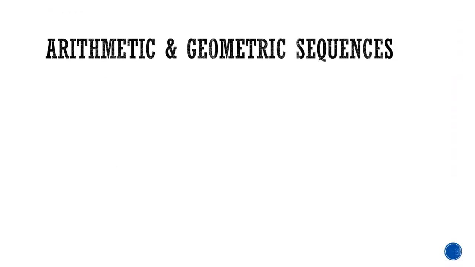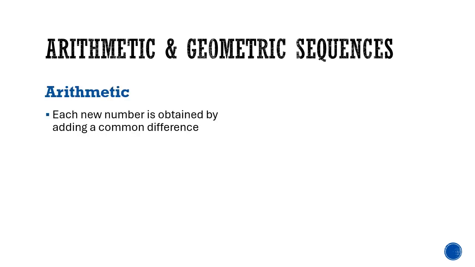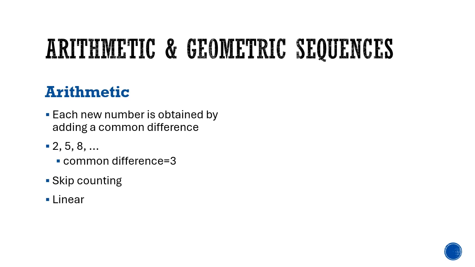There are many types of sequences. Two are arithmetic and geometric. In arithmetic sequences, each new number is obtained by adding a common difference. An example would be the sequence 2, 5, 8, where 3 is added to get the next number. So that is the common difference. Arithmetic sequences are like skip counting and linear equations.